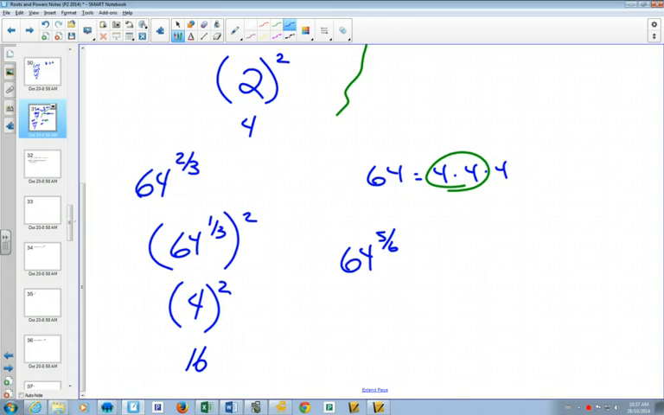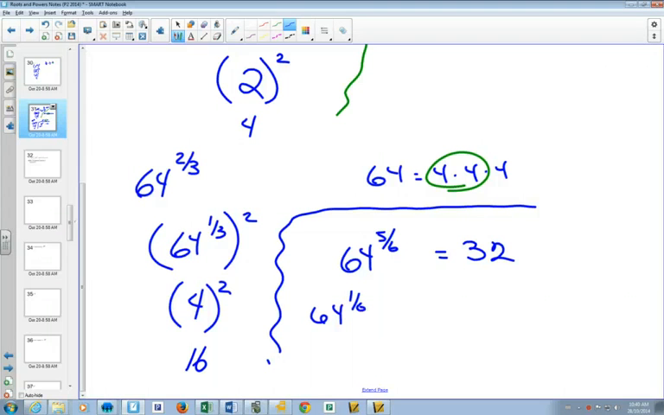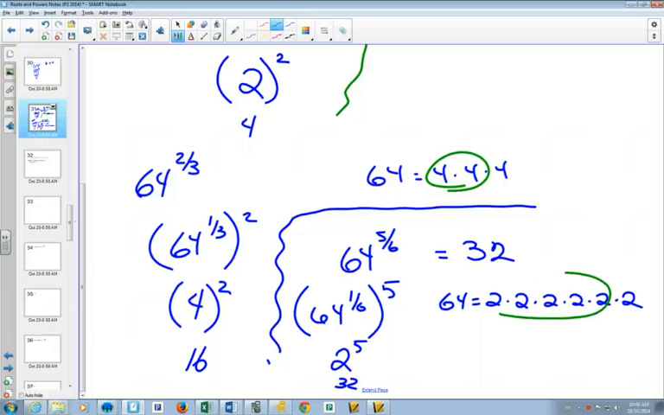Sixty-four to the 5/6. Yes. Wait. Let everybody figure it out. Oh, did you get 32? One way you could do it is it's 64 to the 1/6 to the power 5. That's 2 to the power 5, which is 32. Or if you wrote 64 out as a prime factorization, you get 6 2s. 5 out of those 6 2s would make 32.